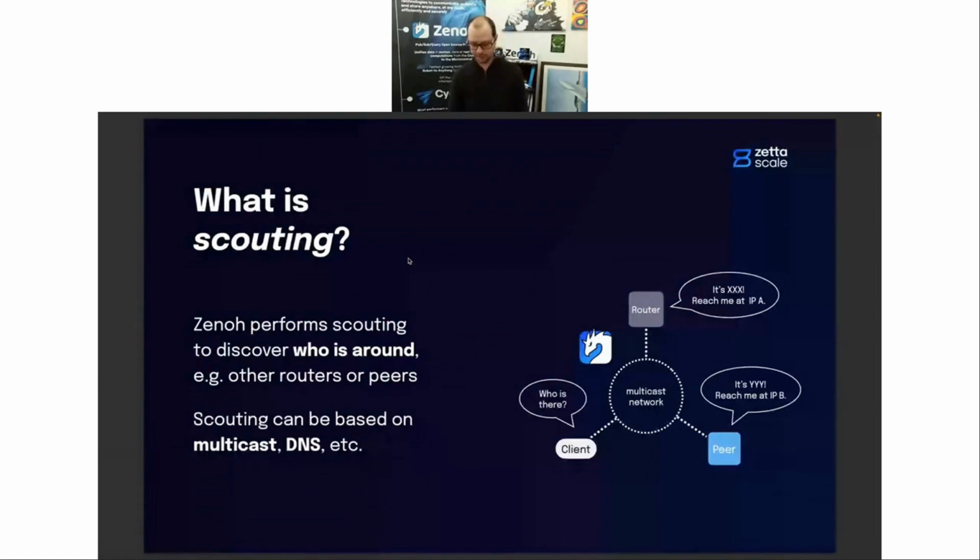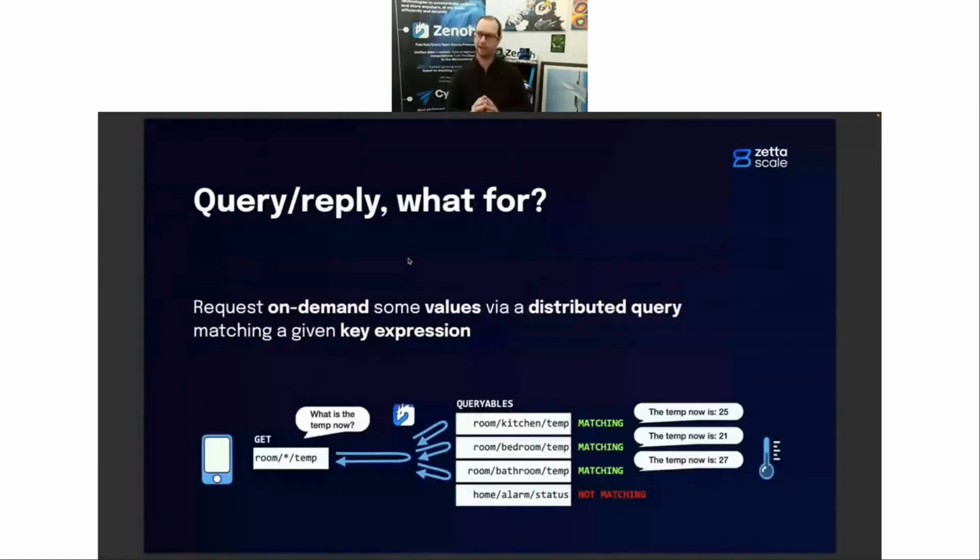Now let's introduce the next mechanism that we have in Zenoh. That is query reply. So PubSub, done, easy. What is query reply and what is it used for? Usually you want to use query reply to request some values on demand in your network, by means of a distributed query that will hit any matching given key expression. The mechanism of matching key expressions is the same mechanism that we have in PubSub.